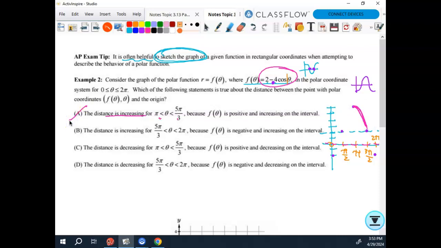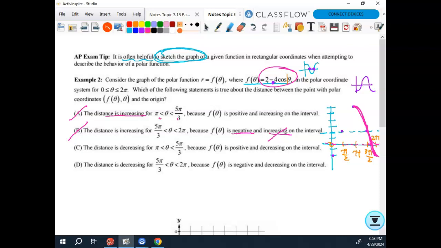If I'm going from 5 pi thirds to 2 pi, okay, so 5 pi thirds is somewhere in here. It says the distance is increasing because f of theta is negative and increasing on that interval. I'm not even sure where 5 pi thirds is exactly, but it's somewhere between 3 pi halves and 2 pi. From all of that, this function is not increasing at all. And this says negative and increasing, and maybe it's negative, maybe it's negative and positive, I don't care, but it's definitely not increasing, so I don't like B.